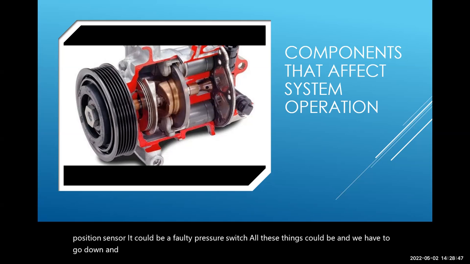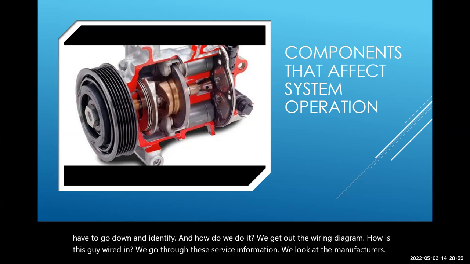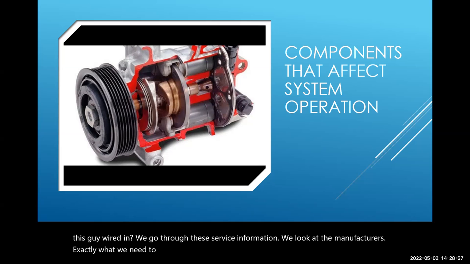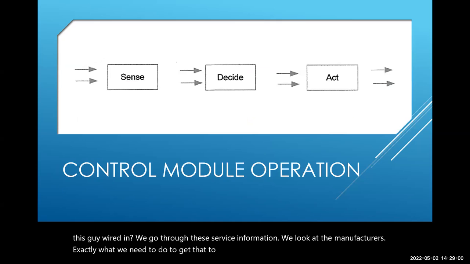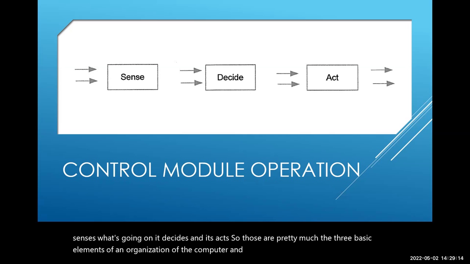And how do we do it? We get out the wiring diagram. How is this wired in? We go through the service information. We look at the manufacturer to see exactly what we need to do to get that to work. So basically, a module senses what's going on, it decides, and then it acts. Those are pretty much the three basic elements of the computer and the actual module operation.